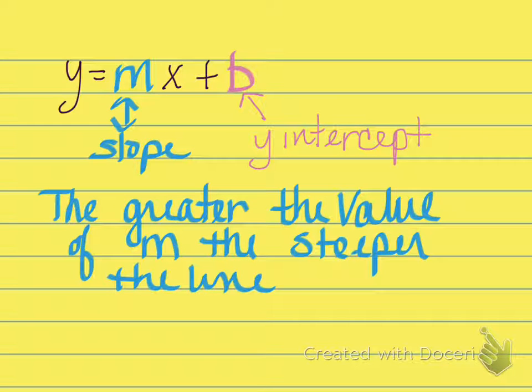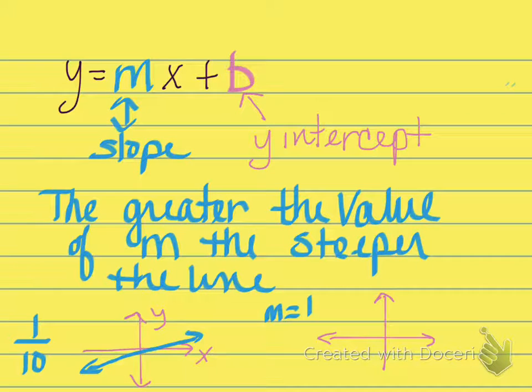So the greater the value of the m, the steeper the line would be, or the higher the pitch. So if it was 1 over 10, it would be up 1 and over 10, which would be very little slope or pitch. But if slope equaled 10, it'd be 10 over 1, and we would be much higher. So in general, the bigger the slope number, the greater the pitch.